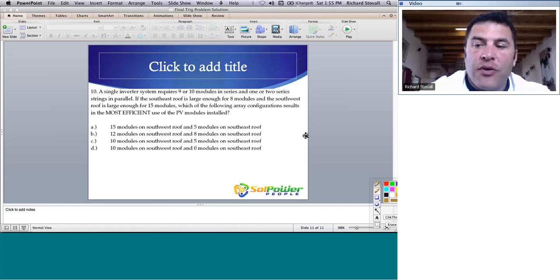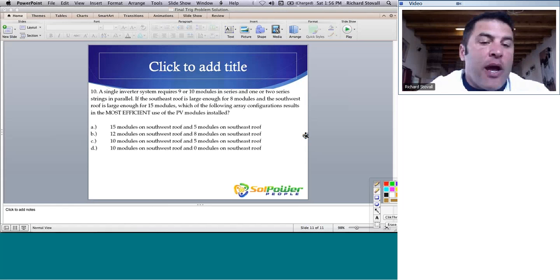So therefore, you do not ever want to have two modules from the same string in different planes. You always want to make sure that the modules from the same string are in the same plane. So answer A implies that you have broken up that string, which means you're going to have a severe performance penalty by having cut that string in half and put those modules in a different plane.